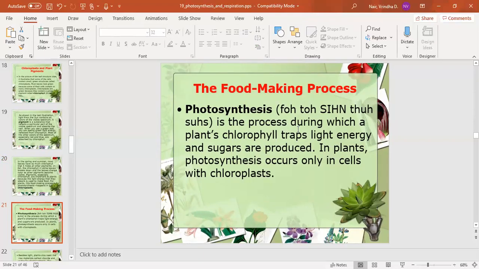Photosynthesis, the food making process, is a process during which the plant's chlorophyll traps light energy and sugars are produced. Again, this is just a repetition. Photosynthesis is the process through which the plant's chlorophyll traps light energy to produce food. In plants, photosynthesis occurs only in cells with chloroplasts. So unless you have a chloroplast in a cell, the chlorophyll cannot trap energy to create food. Chloroplast is the place where photosynthesis happens, and chlorophyll is the unit that grabs energy.